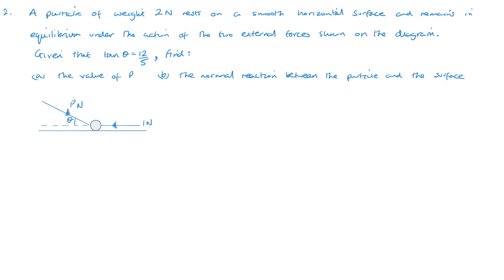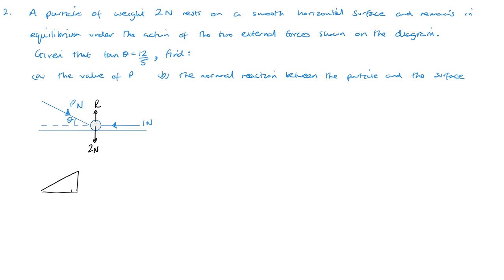So again, I've slimmed down this question. I've done it to all of them, so I won't repeat it again. But we've got a particle of weight 2 newtons, and it's going to have a normal reaction there. It rests on a smooth horizontal surface and remains in equilibrium under the action of 2 external forces as shown. And then tan theta equals 12 over 5.